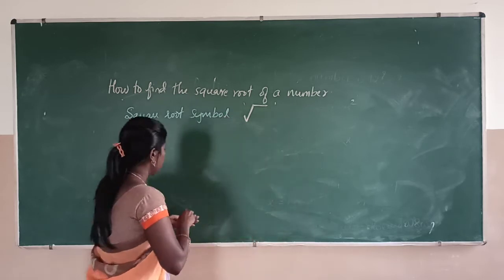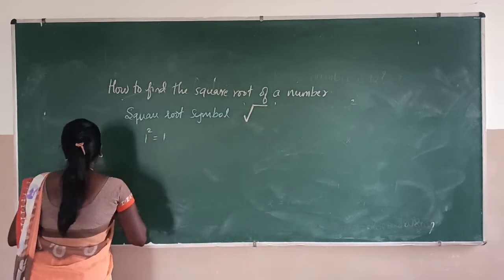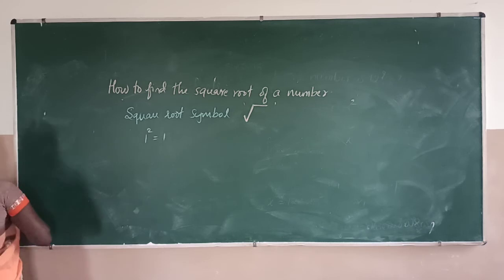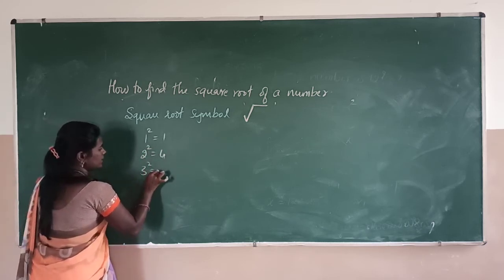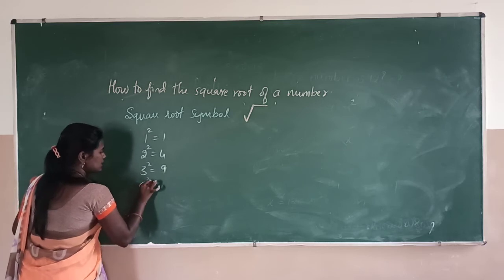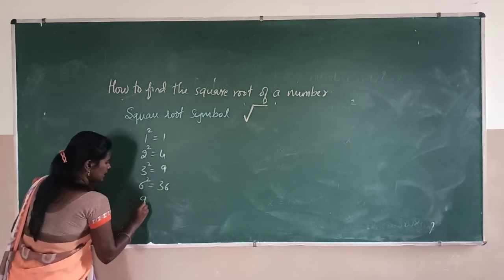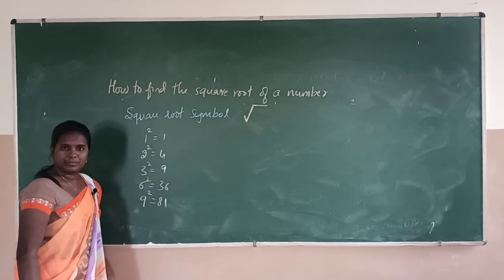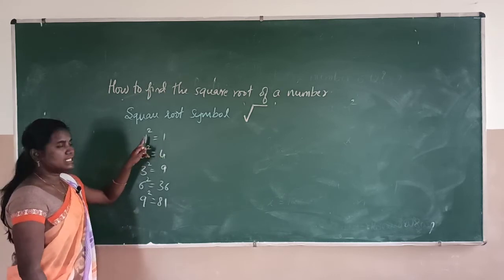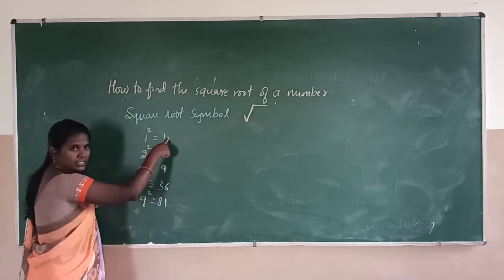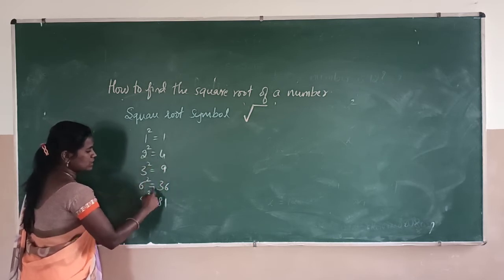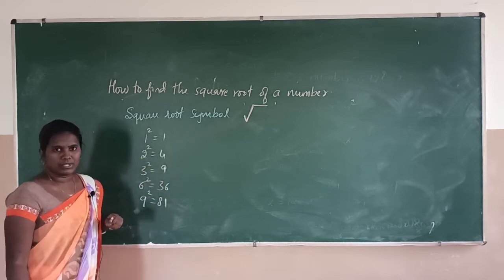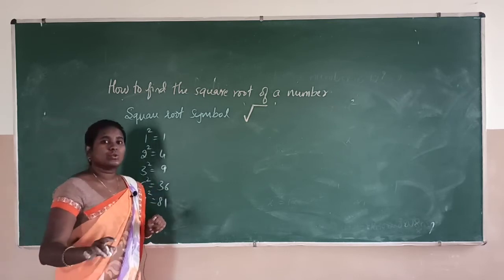We know that 1 square is 1. Yes. Then 2 square it is 4. 3 square it is 9. Then 6 square it is 36. 9 square it is 81. This is the number. Yes. The square of this number is 1. The square of 2 is 4. 3 square is 9. 6 square is 36. 9 square is 81. Then how to find the square root?